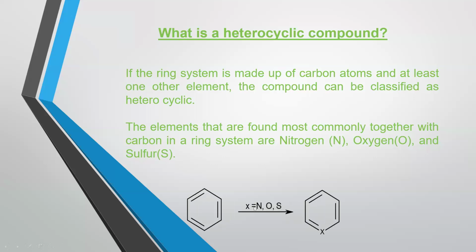So this is what we are talking about. As X, it is representing the heteroatom, but here it can also be arsenic or selenium, and also phosphorus.